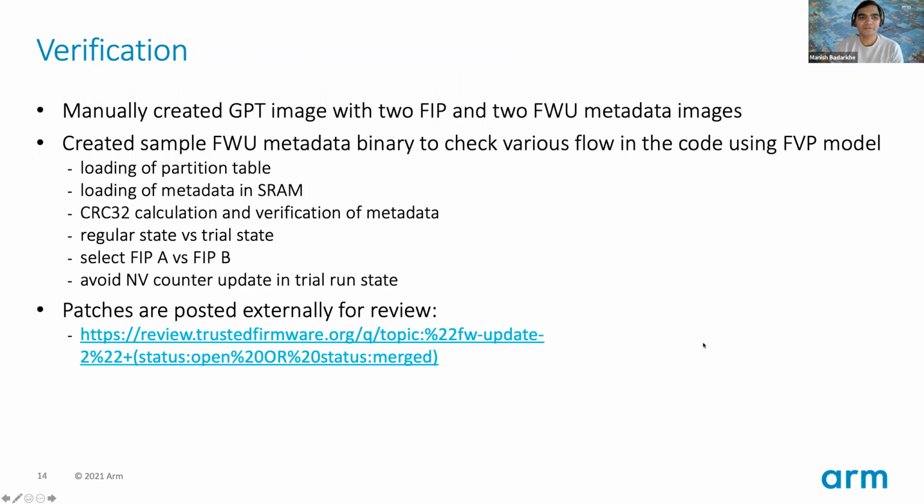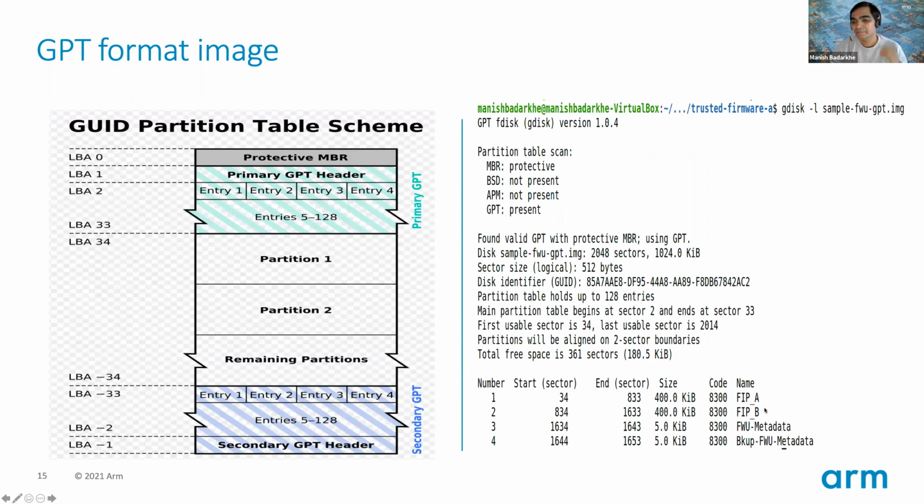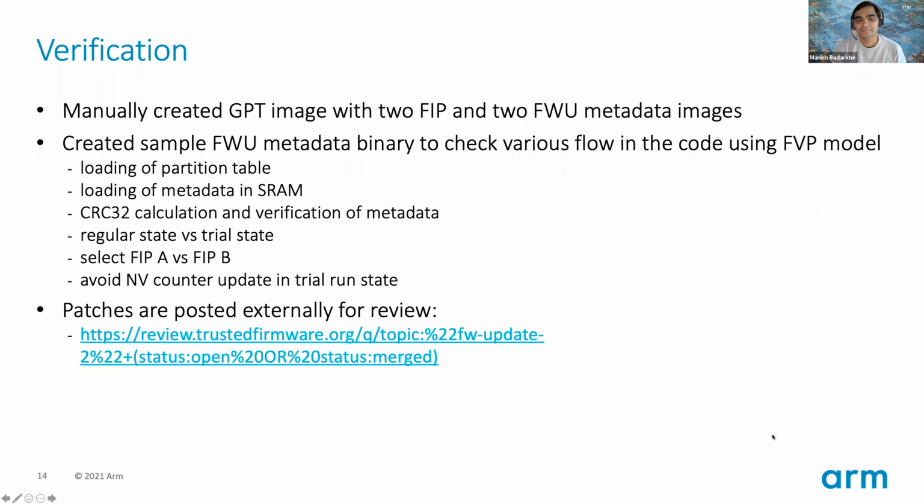Okay, so let me go ahead then. So what are the verifications we have done till now? As I mentioned, in GPT we have two FIPs, FIPA and FIPB, and again two metadata. Both are kind of the same metadata, updated by the update agent and used by the TFA. The backup metadata is always a redundant one, only used for the fallback mechanism.